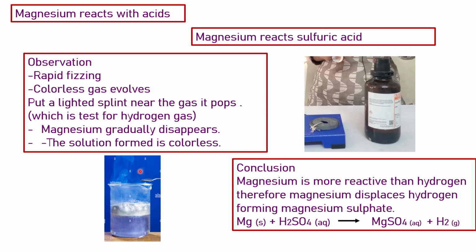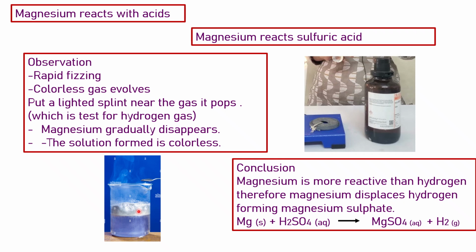If you put a lighted splint near the gas, it pops. It makes a pop sound. This is the test for hydrogen gas. Therefore, this gas which is evolving is hydrogen gas.